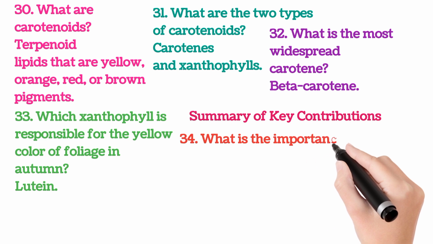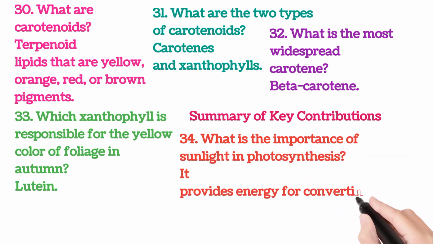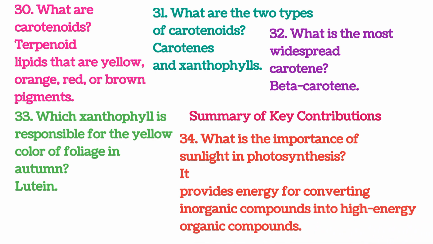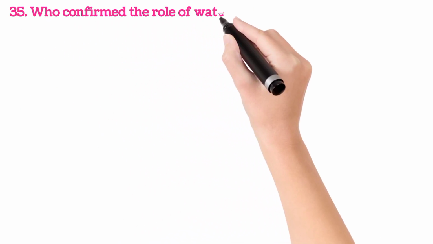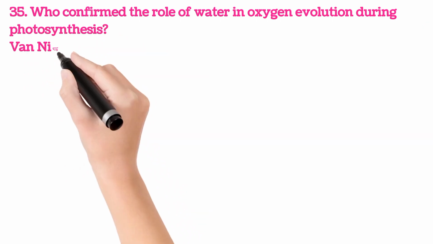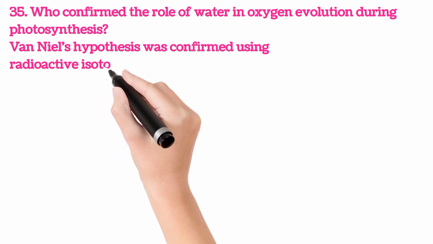Summary of key contributions. 34. What is the importance of sunlight in photosynthesis? It provides energy for converting inorganic compounds into high-energy organic compounds. 35. Who confirmed the role of water in oxygen evolution during photosynthesis? Van Niel's hypothesis was confirmed using radioactive isotopes in 1940.